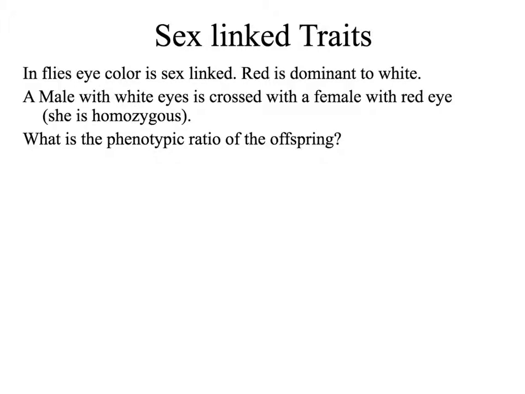So in fruit flies, we have eye color sex-linked, and red is dominant to white. So first step is to set up a key of alleles, just like any other problem. So big R is dominant, so red, little r is going to be white.